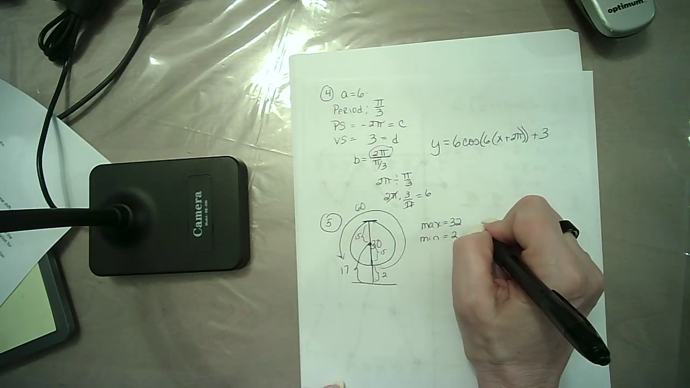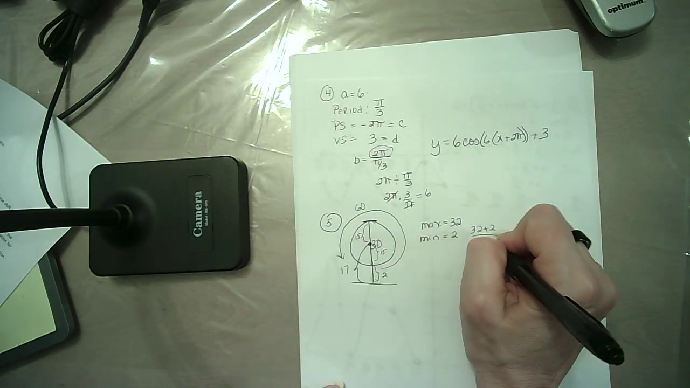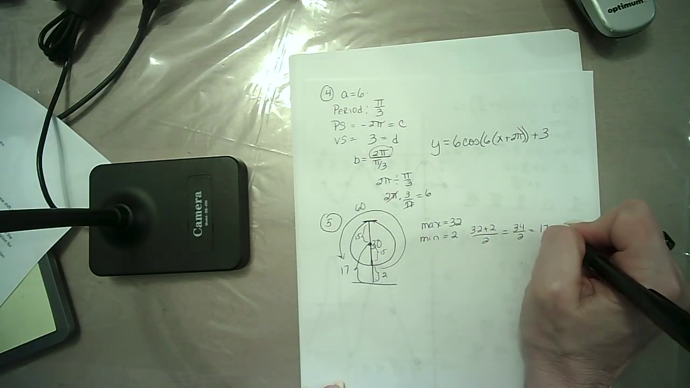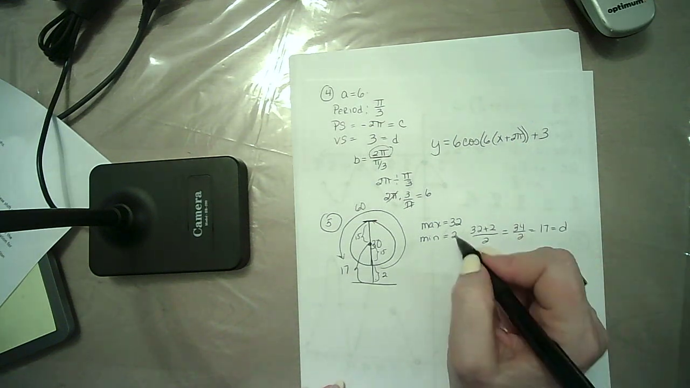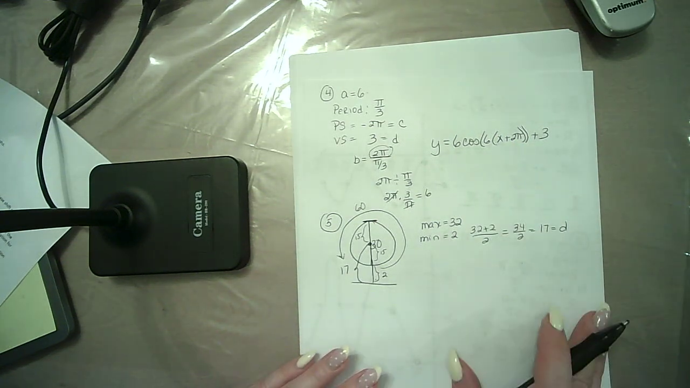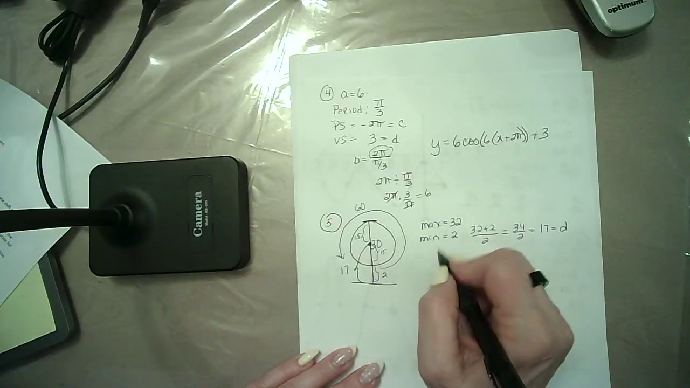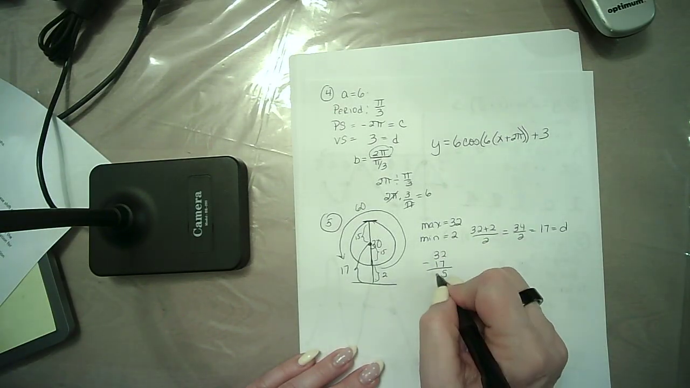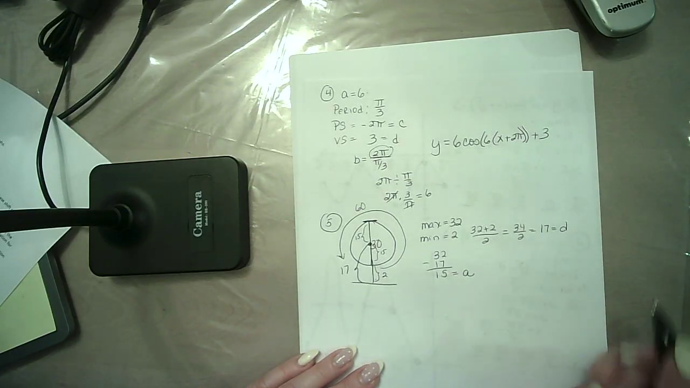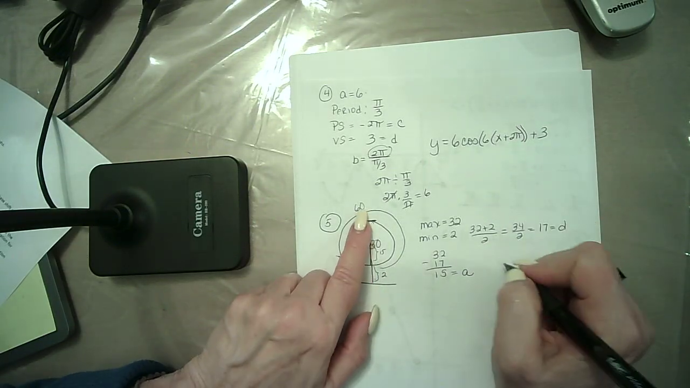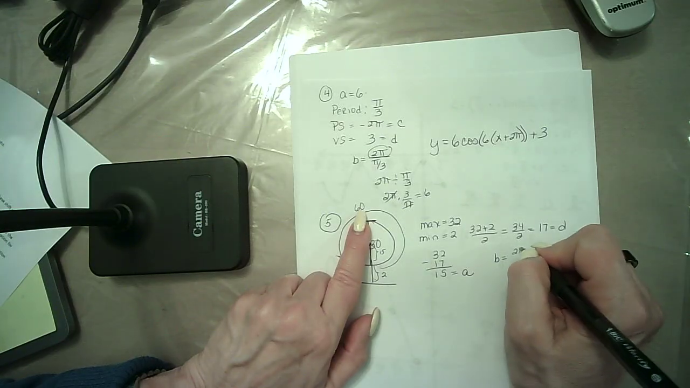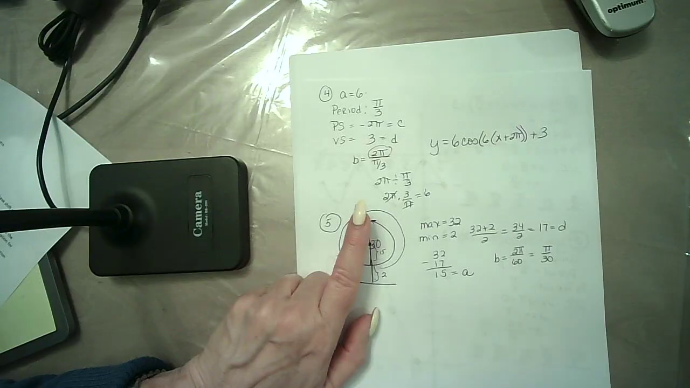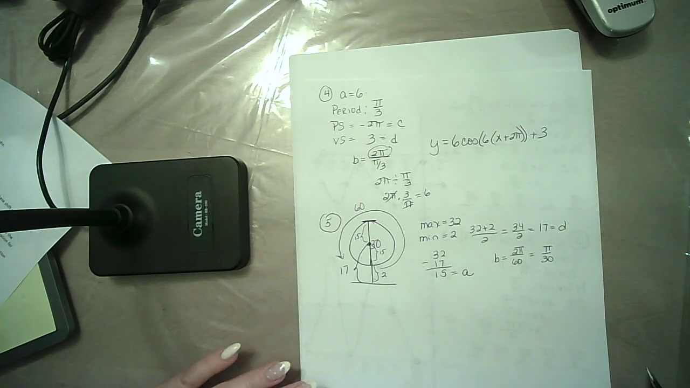To find my D, I'm going to do 32 plus 2 divided by 2. So 34 over 2, which is 17, is my D. All right, to find my max and min, so let's do 32 minus 17 to find my amplitude. So that is 15 is my amplitude. My period is 60 seconds, so B equals 2 pi over 60, which is pi over 30. Now remember what the question is asking us for. It's asking for a sine function.